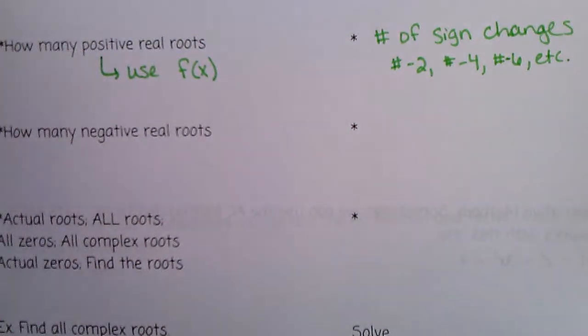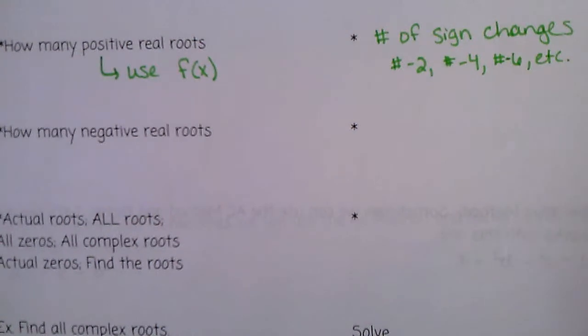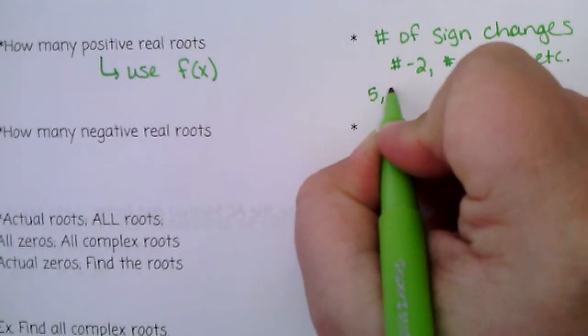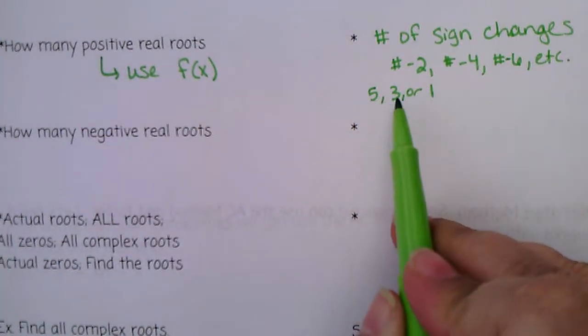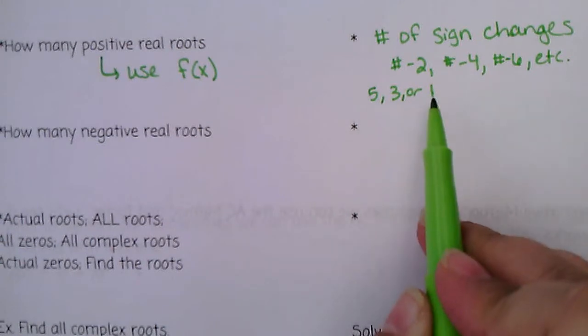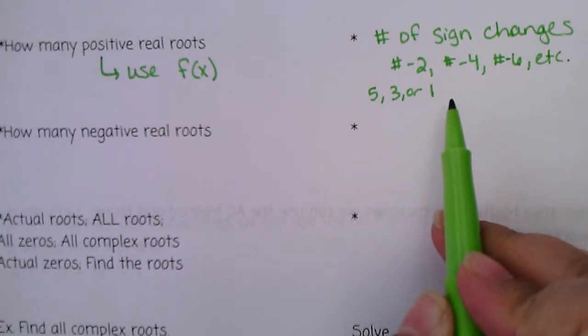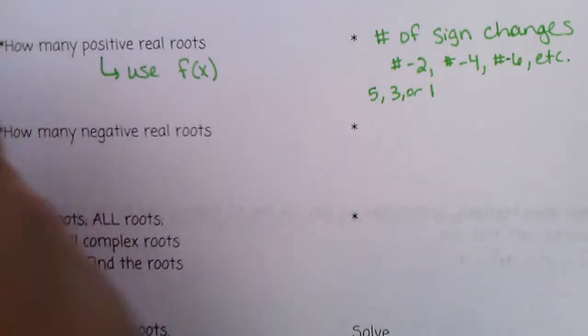So let's say, for example, when I counted the sign changes, I got, let's just say 5. So my answer would be 5, 3, or 1. Because it was 5, then I subtracted 2, then I subtracted 4. But if I subtracted 6, I would get negative 1. Well, there's no way to have a negative number of roots. So since I got to 1, I would have just stopped.